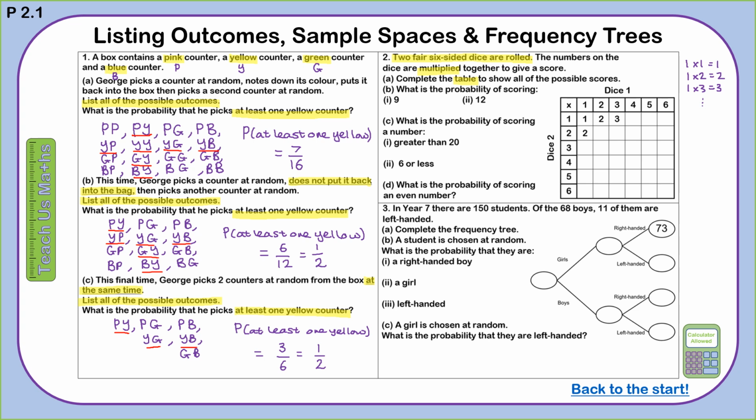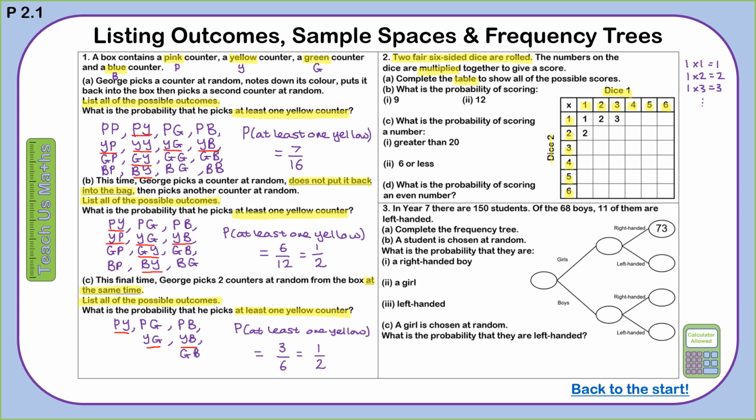Along the top of the table is all of the outcomes of the first event. So dice 1, we could roll a 1, a 2, a 3, a 4, a 5, or a 6. Down the side are all of the possible outcomes of the second event. So rolling dice 2, getting a 1 or a 2, a 3, 4, a 5, or a 6. Then inside the table, we can write down all of the outcomes of the 2 events.